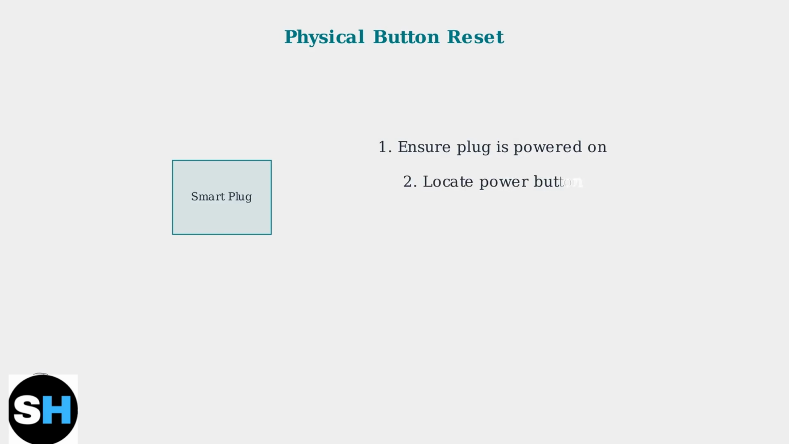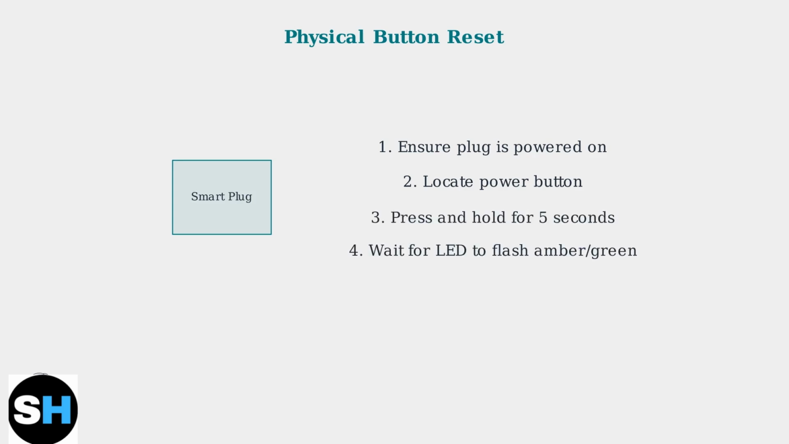First, ensure your Smart Plug is plugged into a working power outlet. Here's how to perform a physical button reset. The power button is typically located on the front or side of the smart plug. Press and hold the power button for about 5 seconds. You'll know the reset is successful when the LED indicator starts flashing amber and green, indicating the plug is in pairing mode.